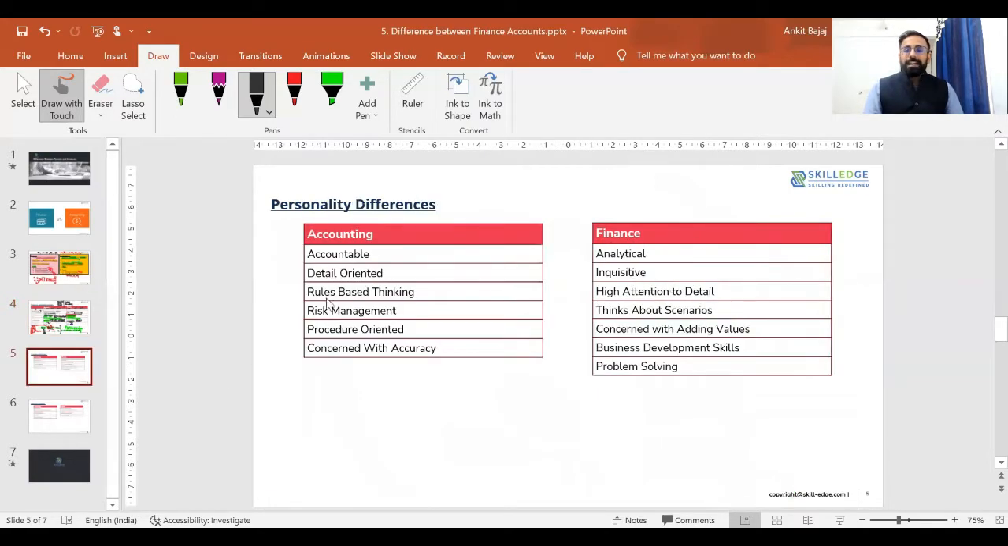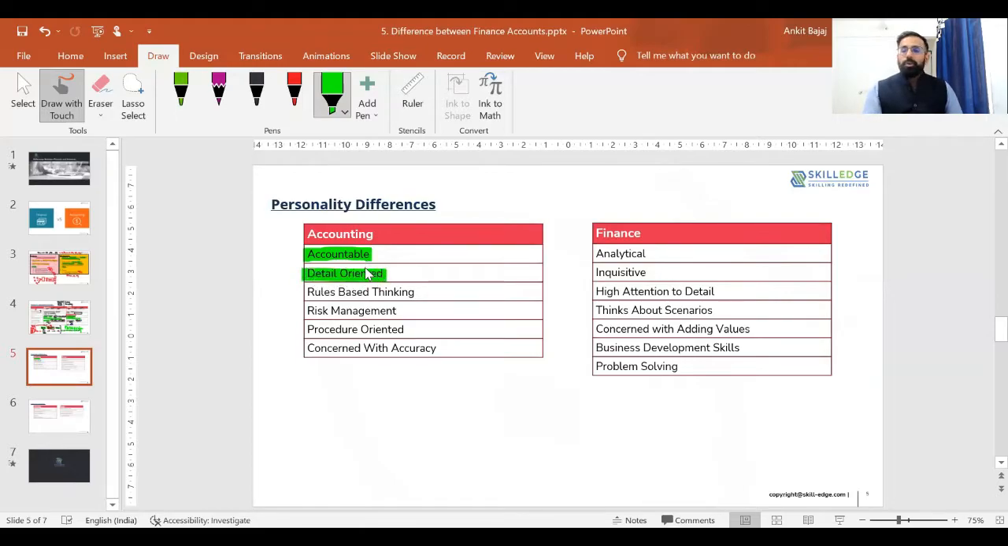Now, if I talk about personality differences, what will be the personality of an accountant? Here, if you see, an accountant will be accountable. He is preparing financial statements, so he should be accountable. If there is some financial error, the accountant will be responsible for why this error occurred in the financial statement.